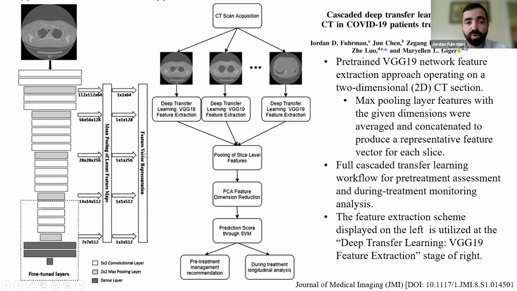But obviously, we're not super concerned about what's happening in any single slice. What we're concerned about is what's happening in the whole case. And so what we did from that point was take the entire CT scan, all of the individual slices, and put them into this deep transfer learning feature extraction step, which is shown here on the left. The output of this step is a representative feature vector for each slice. We then pooled all of the slice level features together to form a scan level representation, performed principal component analysis to reduce the feature dimension, and then trained support vector machines for our two tasks, the pre-treatment management recommendation and the during treatment longitudinal analysis.